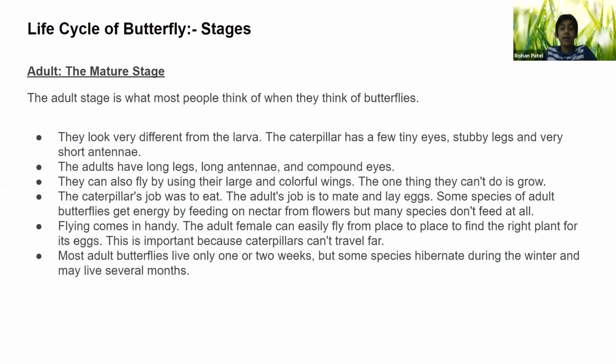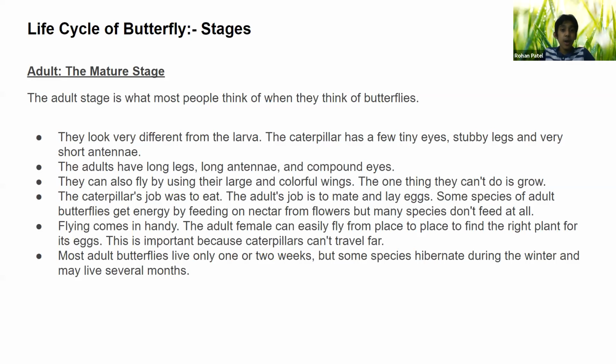If you've seen the eye of a hover fly, you'll realize that there are thousands of them. You'll see small little bits, which are compound eyes. Adults have long antennae, unlike the caterpillar, and they have long legs. They can also fly by using their large and colorful wings. The one thing they can't do is grow.